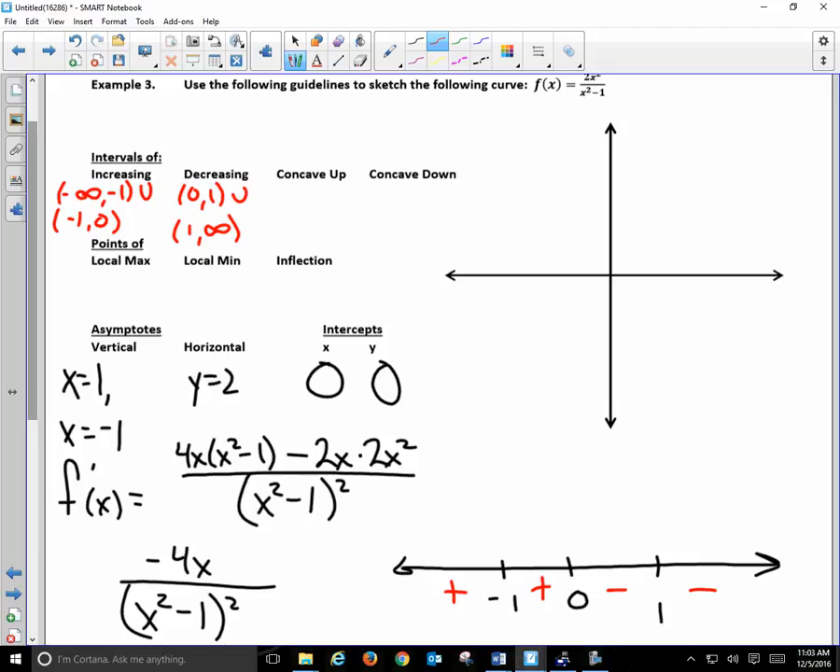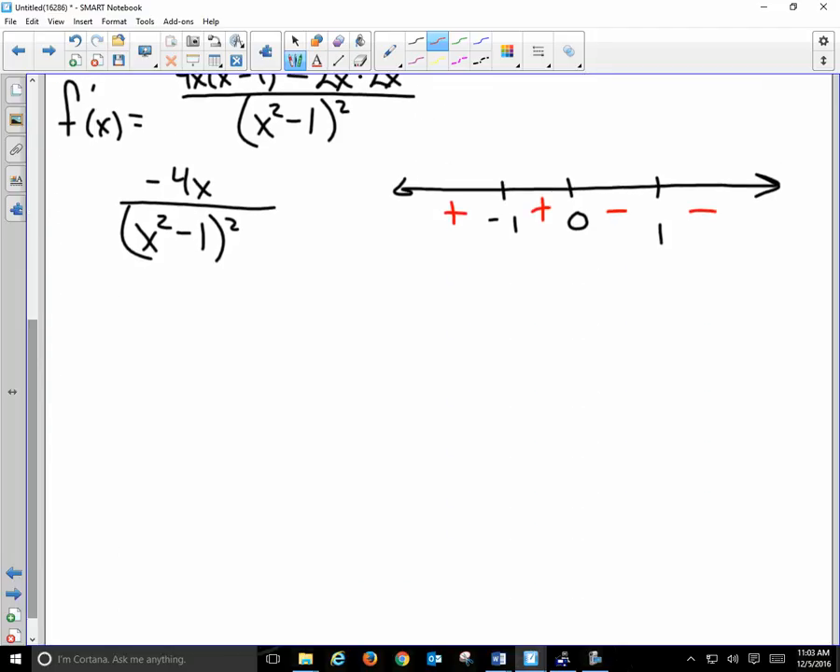I can identify points of local max and local min. Does it have one of those? Why, Kelsey, does it have a local max? Because it changes from positive to negative. Is 0 in the original domain? Yes. Is negative 1 or 1 in the original domain? No. So we could count 0 as a local max. If you plug 0 into the original function, you get 0. We've already figured out, turns out the local max happens at the x-y-intercept, or at the origin. Is there a local min? There's none.